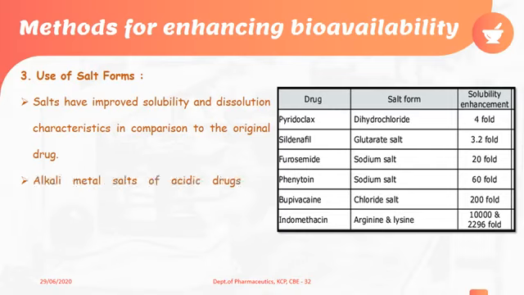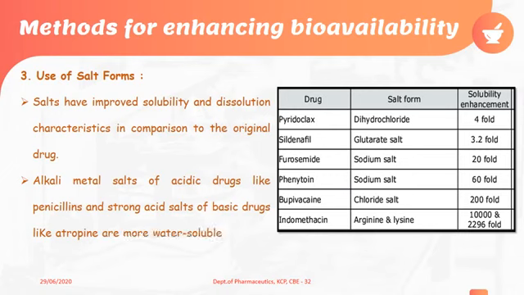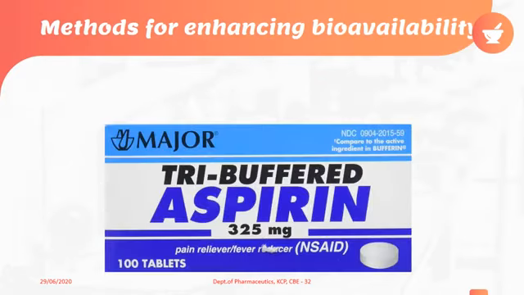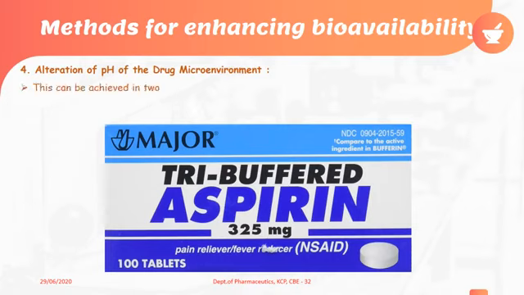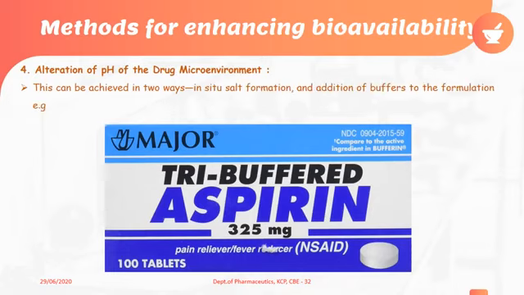Alkali metal salts of acidic drugs like penicillin and strong acid salts of basic drugs like atropine are more water soluble than the parent drug. They have better solubility. The next is alteration of pH of the drug microenvironment. This can be achieved in two ways, either by in situ formation or addition of buffer to the formulation.